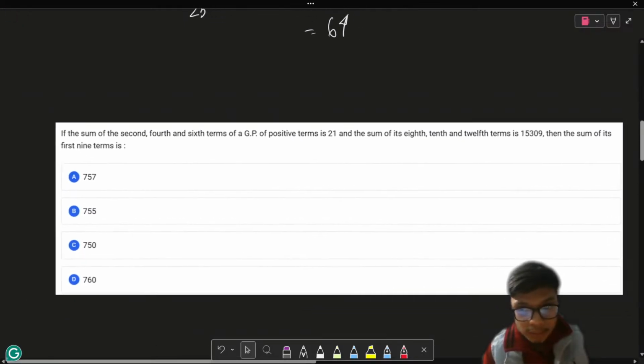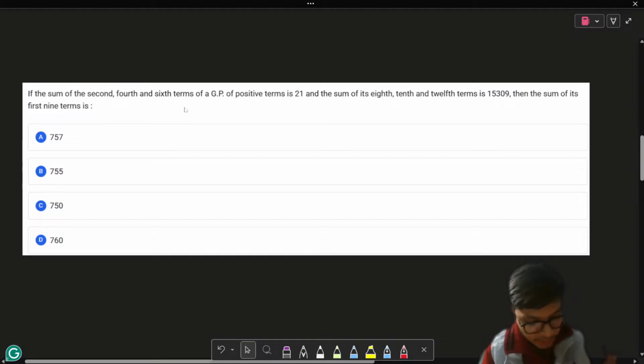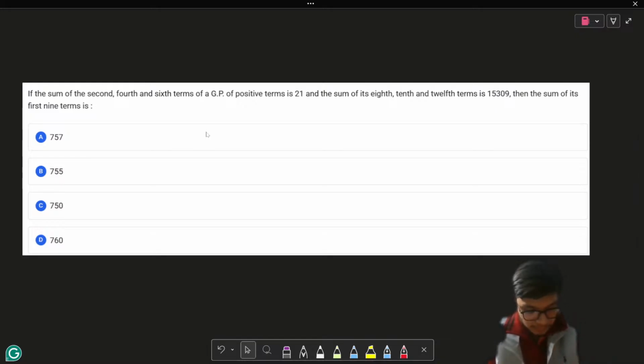Now this problem is again a very simple problem, again of GP. We have to quickly recap the GP and try to solve this problem. Okay, try to solve this problem. These kinds of problems might create confusion in the examination hall. That's why I'm showing you these problems.